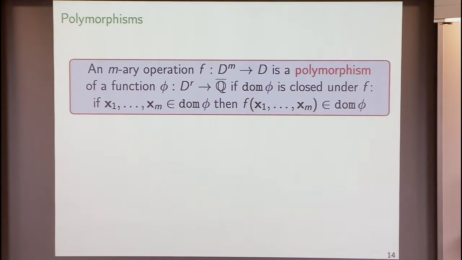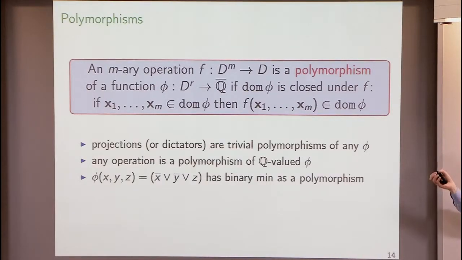A formal definition: it's an m-ary operation on the domain of the problem. This f is a polymorphism of a function phi if the domain of phi, the notation for the feasible solutions, is closed under f. In particular, if x1 through xm are feasible solutions and you apply f to these x's component-wise, you get another feasible solution. Here are some examples that hopefully help people who haven't seen polymorphisms before, even though I don't think there are many people like that here.